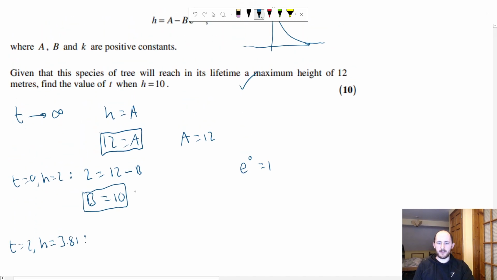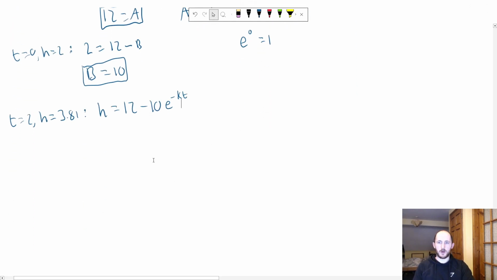So at the moment, we have h equals 12 subtract 10 e to the minus kt. So let's rearrange for k, because that's basically what we want to work out in this case. Let's subtract 12 from both sides. Actually, I'm going to do it the other way around. I'm going to move this to the left side and this to the right side. So that gives me 10 e to the minus kt equals 12 minus h. So then e to the minus kt equals 12 minus h over 10.